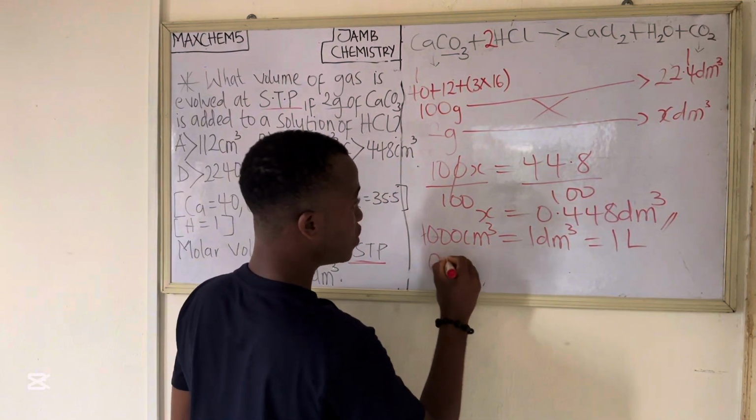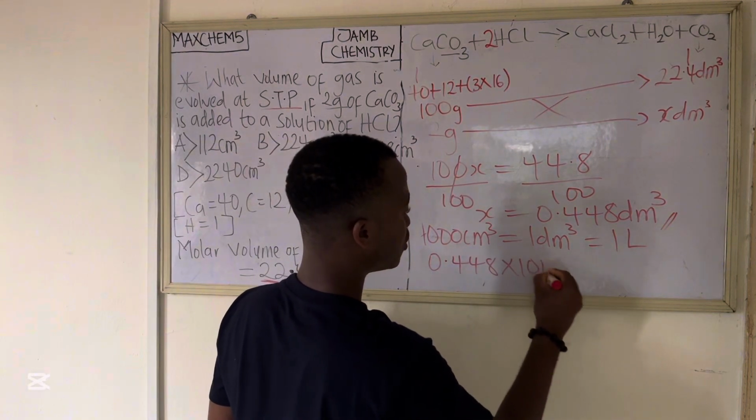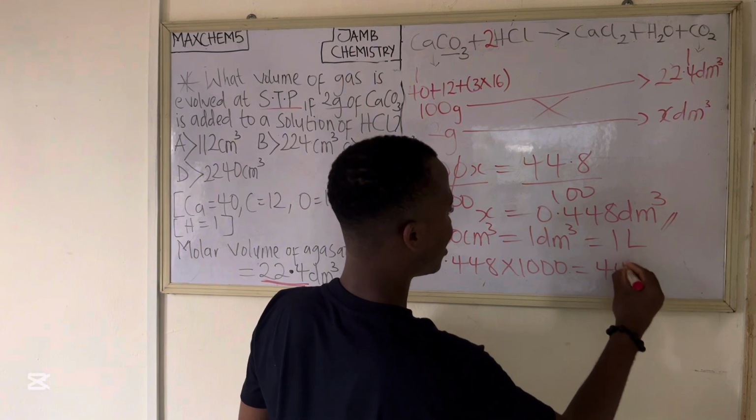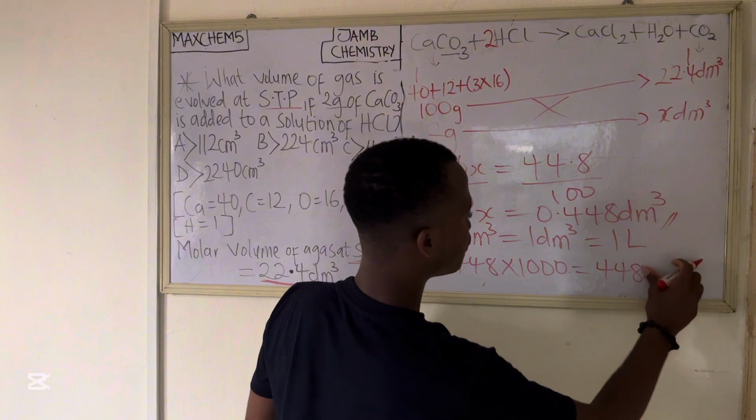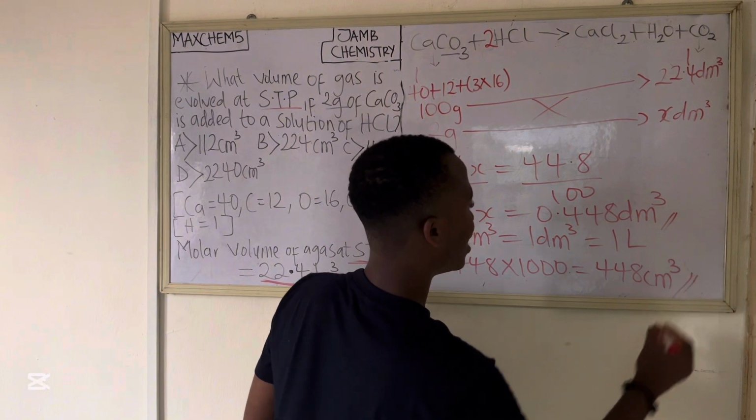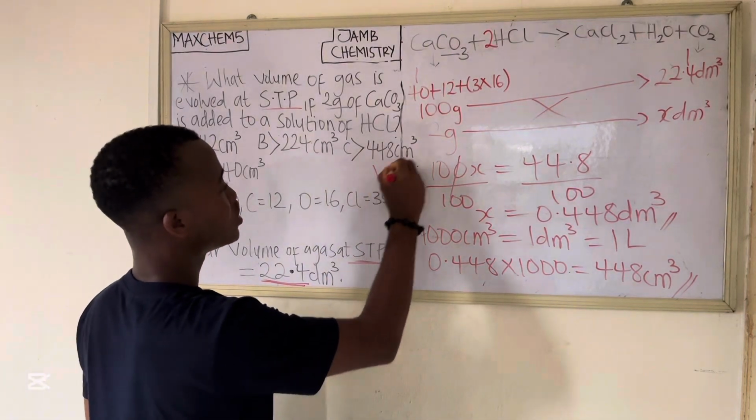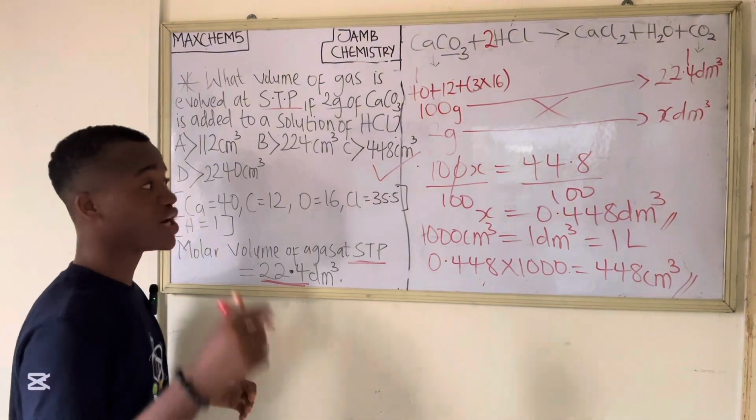So we have 0.448 times 1000. That should give us 448 cm cube, right? So I think that should be our answer, and that is option C. So the correct answer is option C. I believe this is very simple to understand. If you have any questions, you can drop them in the comments.